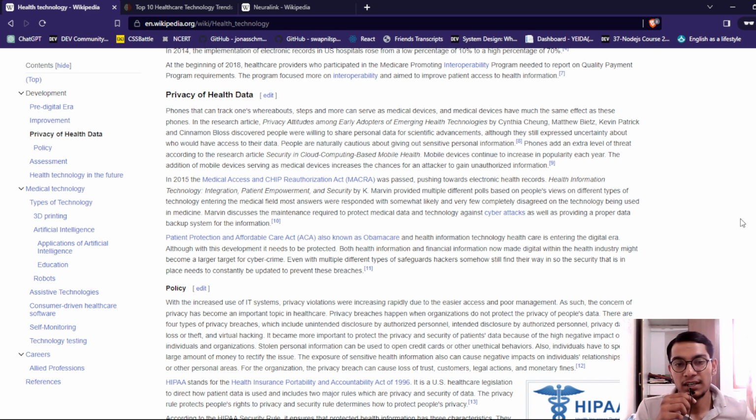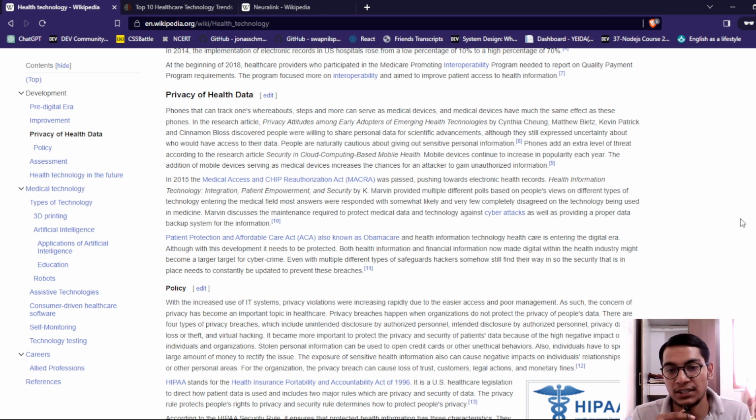People are naturally cautious about giving out sensitive personal information because of the next level of threat. According to the research article on security in cloud computing for mobile health, mobile devices continue to increase in popularity each year. The addition of mobile devices serving as medical devices increases the chance of attackers gaining unauthorized information. The CHIP Reauthorization Act was passed.